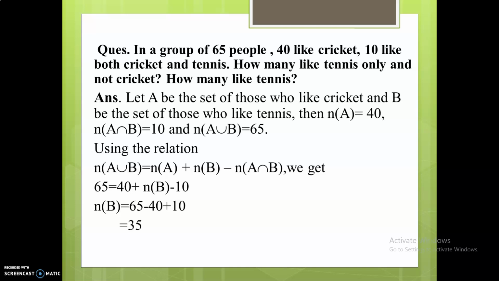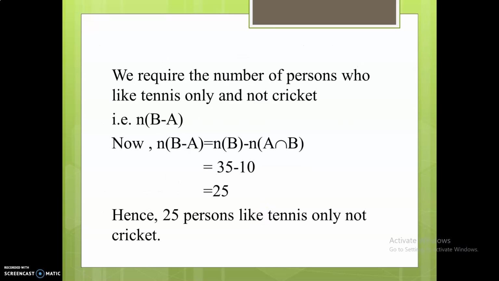So let A be the set of those who like cricket and B be the set of those who like tennis. Then cardinality of A will be 40 because 40 people like cricket, and cardinality of A intersection B, intersection means both, that is 10. Then cardinality of A union B, total are 65. Then using the relation cardinality of A union B equal to cardinality of A plus cardinality of B minus cardinality of A intersection B, we just have to put the values. Then you will be able to find the value of cardinality of B, that is 35.